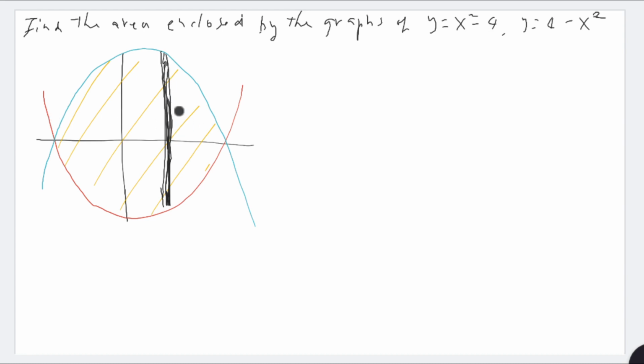As we can see, no matter where the strip is, the top will always stay on the blue curve, which is represented by y equal to 4 minus x squared. And the bottom will always stay on the graph of the red one, y equal to x squared minus 4. This means we will be able to have one expression for the height of the strip throughout the region. So this is not going to create any problem or issue.